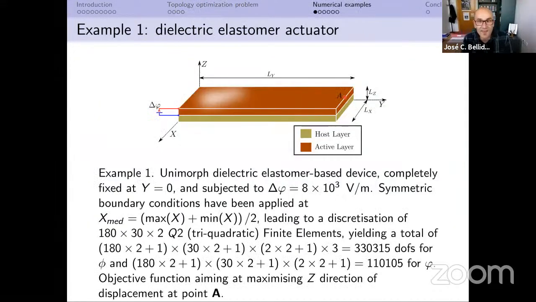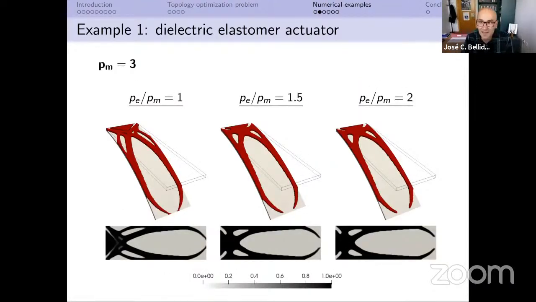Well, the first example is for a dielectric elastomer. We have a host layer, which is not optimized, and an active layer. That's what we optimize. We apply an increment of potential. And then we will see some results here, for instance. We consider Pn equal to 3 just because it's the usual value that is used in elasticity for the SIMP methods. And then here we see this ratio between Pe and Pn. So Pe is always bigger or equal than Pn because we have checked that when Pe is smaller, the algorithm doesn't work. So here we see the designs, the form, the deformation as well.